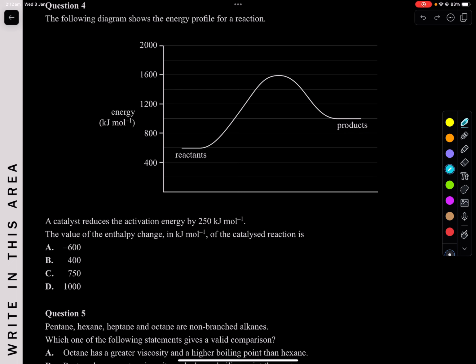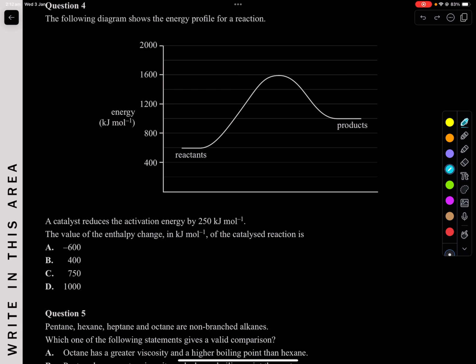So, yeah. Question 5. Pentane, hexane, heptane, and octane are non-branched alkanes. Which of the following statements gives a valid comparison? Octane has a greater viscosity and a higher boiling point than hexane. Let's really look at this. Boiling point depends on the chain length. We know that.